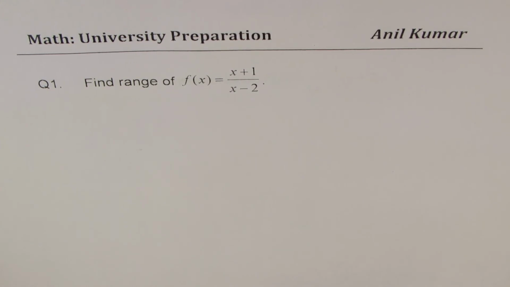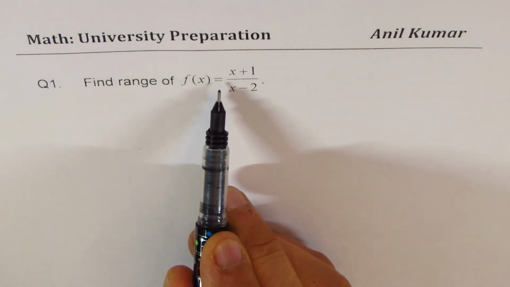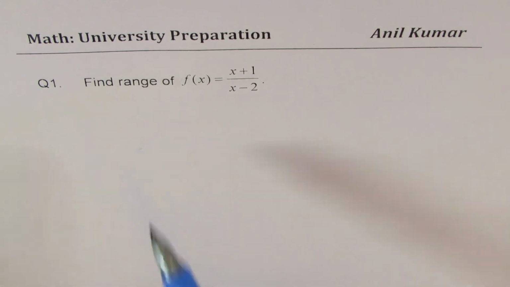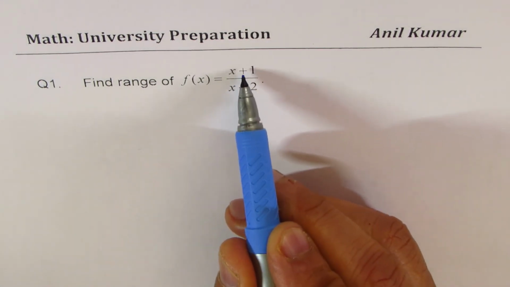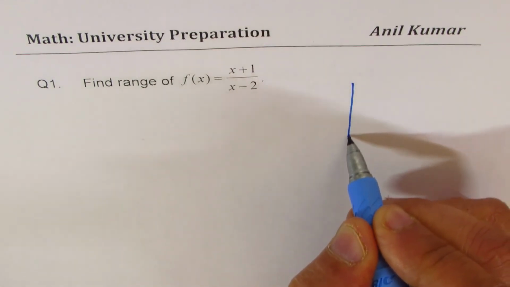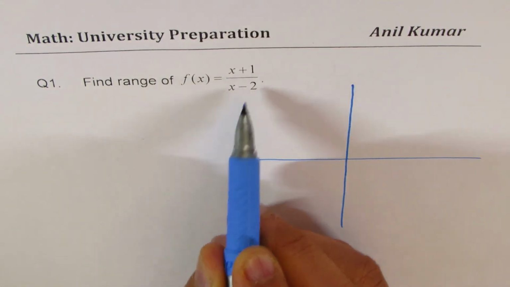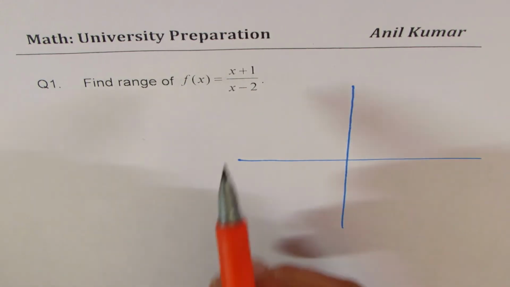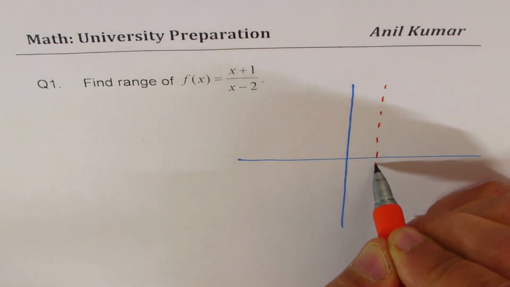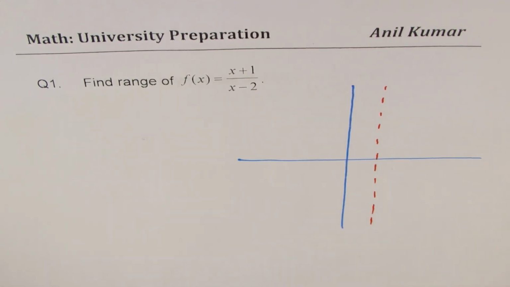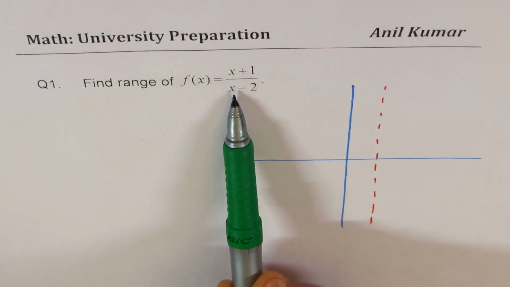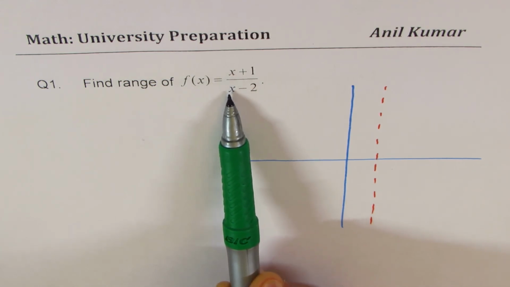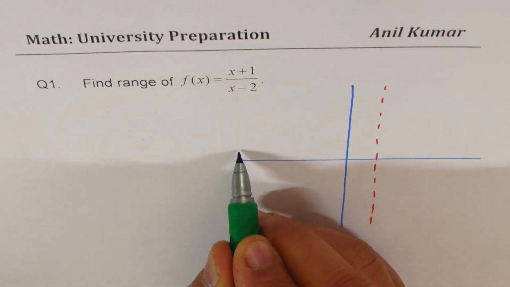Question number 1. Find the range of the function f of x equals x plus 1 over x minus 2. As you know, rational functions are of the type of a polynomial function divided by another polynomial function. They do have discontinuities. Denominator equals 0 leads to vertical asymptotes or sometimes holes. In this case, the vertical asymptote is at x equals 2, right? And the horizontal asymptote, if the degrees are the same, can be calculated very easily by writing the ratio of their leading coefficients. In this case, 1 over 1. So we get 1 here.